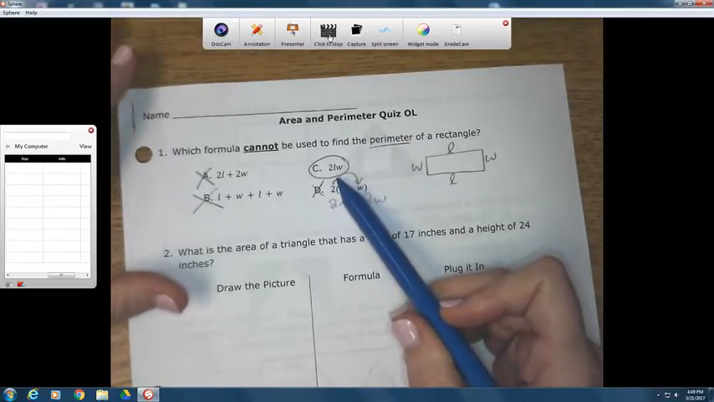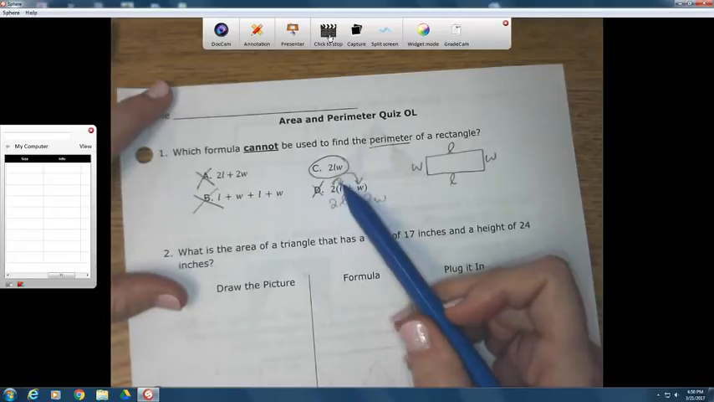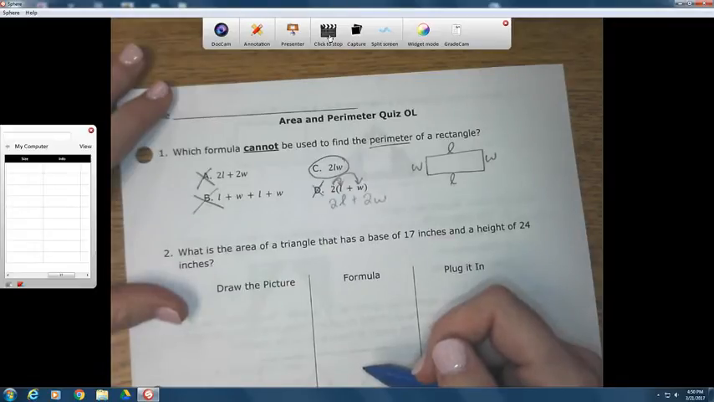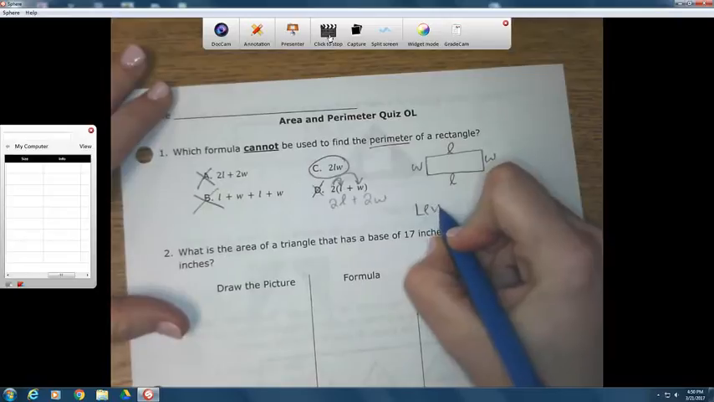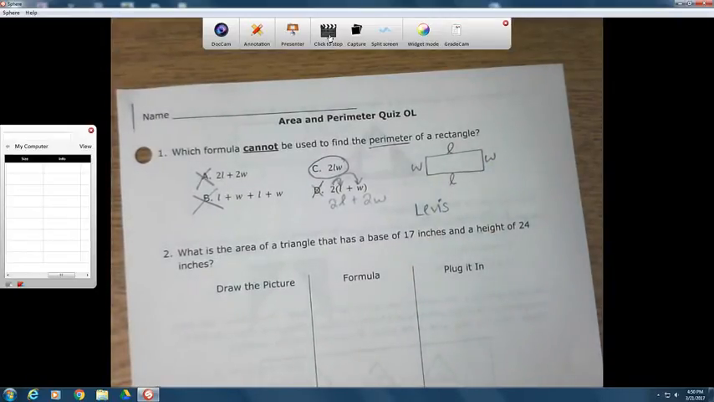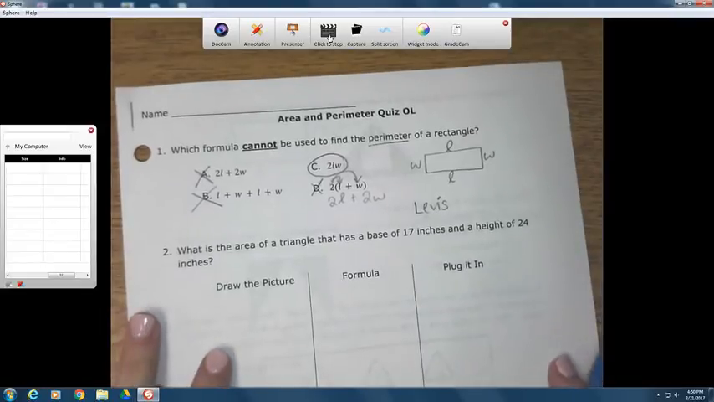My husband, Ty, he just had to find the perimeter of something because he's building a cat litter box for my cat Levi. So Levi is getting a litter box, which we now know the perimeter of it. So Levi is getting it.